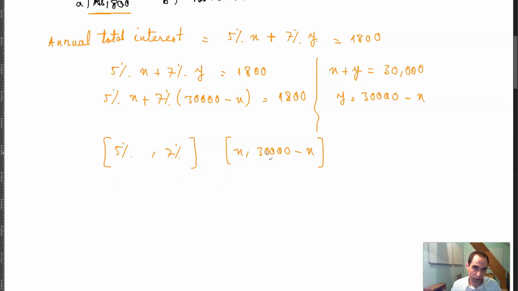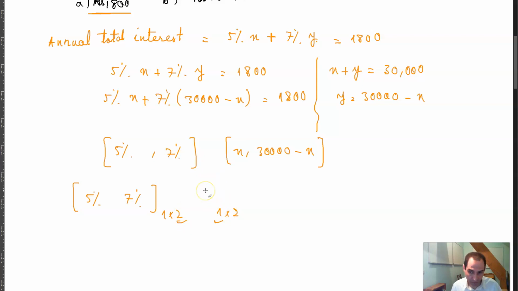I have to do this using matrix multiplication, meaning that I can write 5% and 7% as a row matrix. I cannot write both of them as row matrices, because this is a 1 by 2 matrix, and if I multiply it by another 1 by 2 matrix, these two numbers would not be equal, and so the matrix multiplication would not be defined.